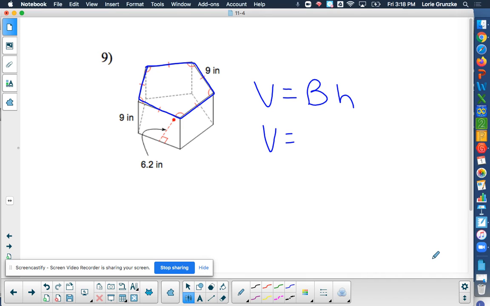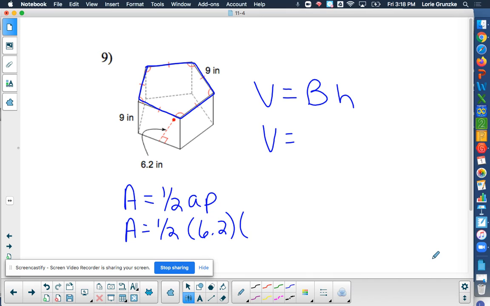Big B is a pentagon. To do the area of a pentagon, 1/2 apothem times the perimeter. 1/2 is 1/2. What's the apothem? Oh, that's the 6.2. What's the perimeter? Perimeter is the distance around the base. 9 plus 9 plus 9 plus 9 plus 9. 45. Calculator. Plug that in.